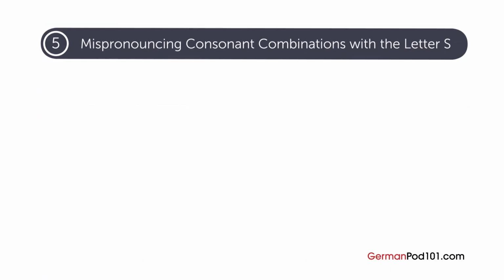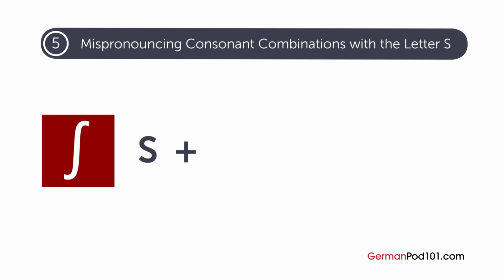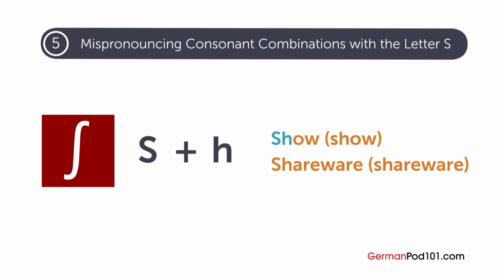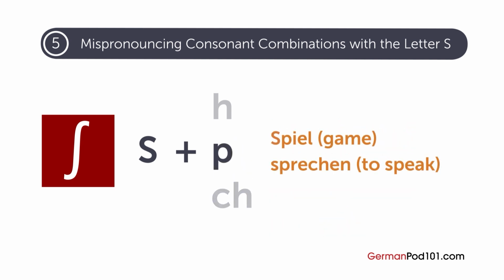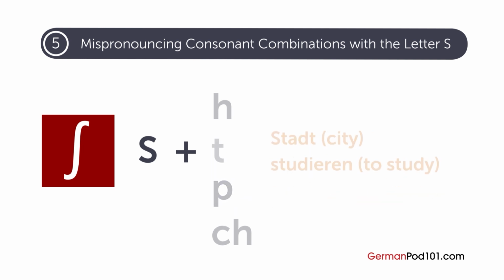Number 5, mispronouncing consonant combinations with the letter S. When combined with other consonants in German, the letter S typically changes to a sh sound. When S is paired with an H, Show, Schare, Ware. When S is paired with CH, Scheck, komisch, Fisch. When S is paired before a P at the beginning of a word or the first syllable, Spiel, Sprechen. When S is paired before a T at the beginning of a word or the first syllable, Stadt, Studieren.